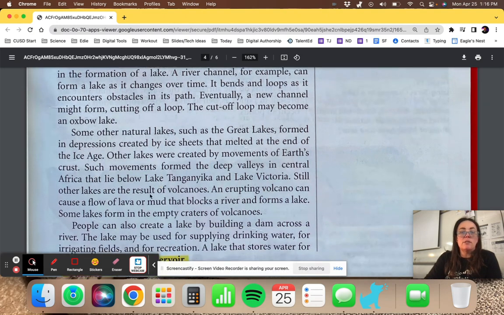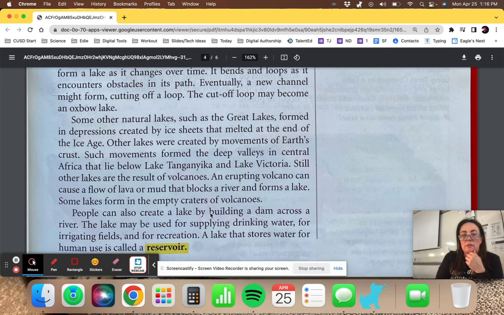Still other lakes are the result of volcanoes, where a mountainside of a volcano is like a mountain, and the top of the volcano will have filled in with rock and dirt, and water can collect in there, and you get a lake at the top of a volcano. So an erupting volcano can cause a flow of lava or mud that blocks a river and forms a lake. Some lakes form in the empty craters of volcanoes.